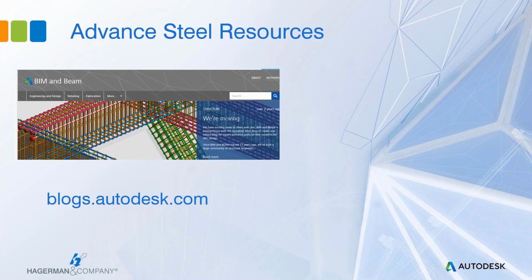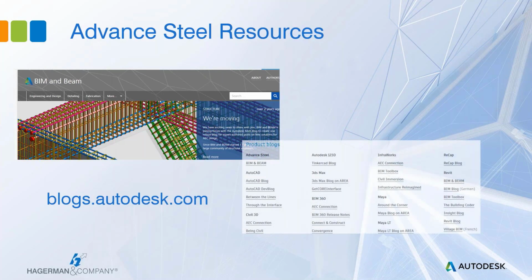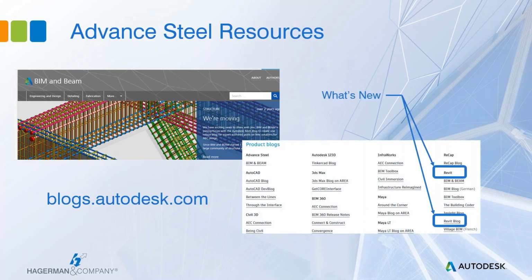Also, you'll find the rest of the what's new there if you prefer to go to the internet versus from inside Advanced Steel. But be careful. For some reason, the what's new for Advanced Steel is located under the Revit blog. Not sure why they did that, but that's what they did. To get to it, you'll need to go under the Revit section and then click on Revit blog. And then you can do a search on what's new in Advanced Steel 2022. You'll find it in there.